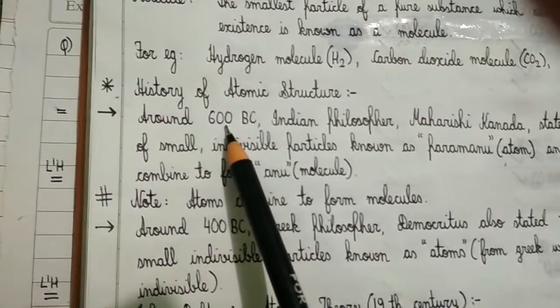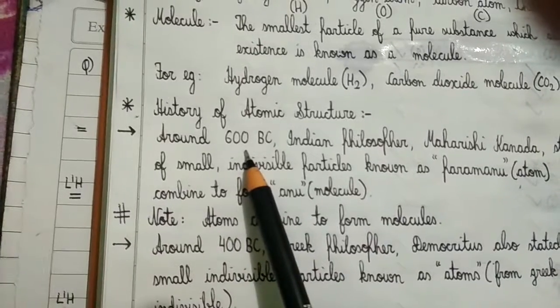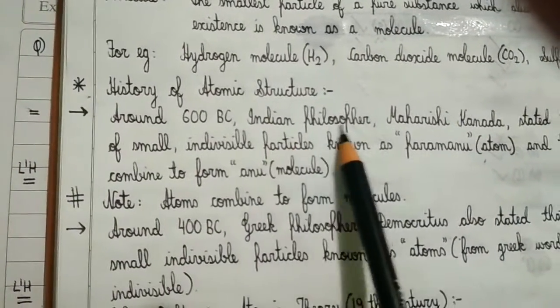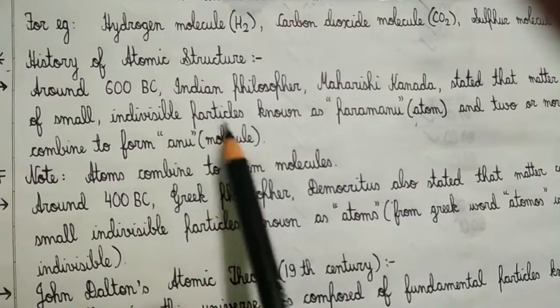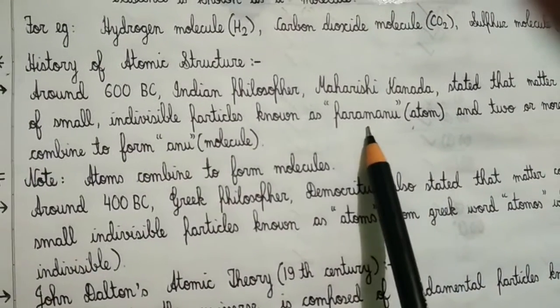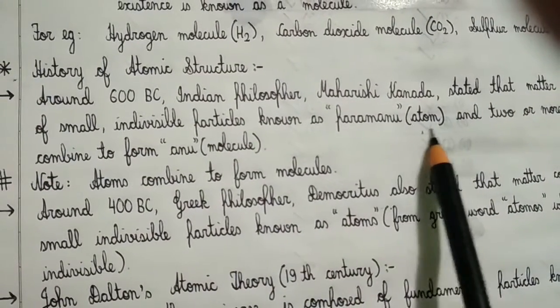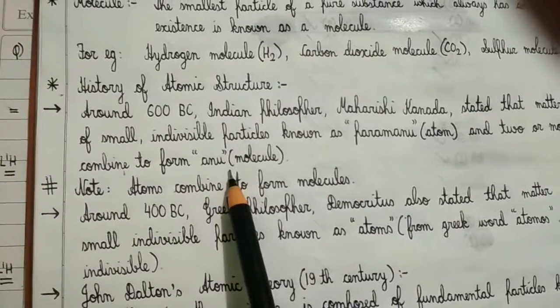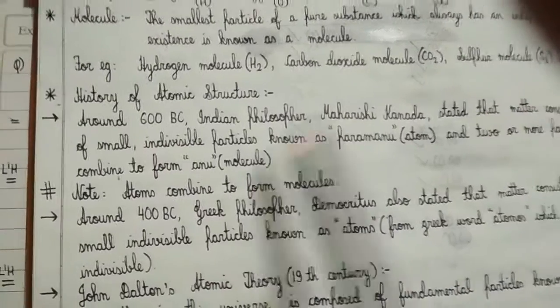So atomic structure. Around 600 BC, more than 2600 years from now, an Indian philosopher named Maharishi Kanad stated that matter consists of small indivisible particles known as paramanu, which today we know as atoms. He also stated that two or more paramanus combine to form anu, which today we know as molecules. Let's talk about it in a bit of detail, okay?